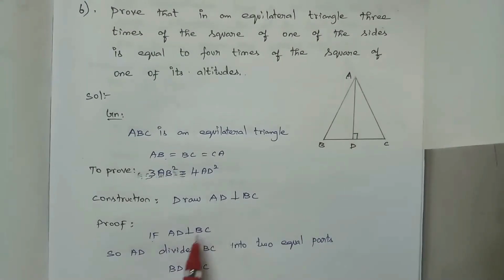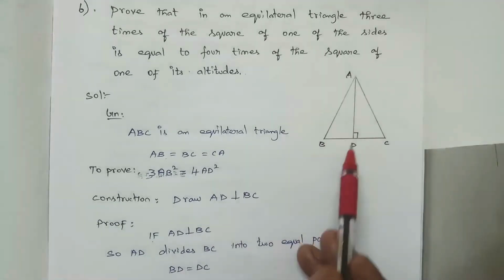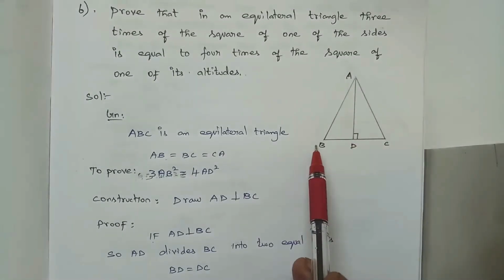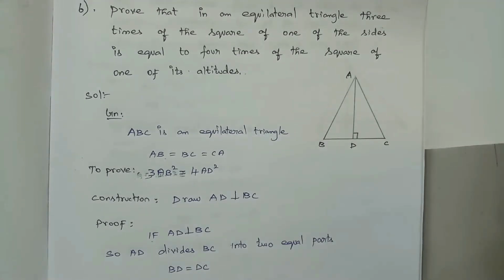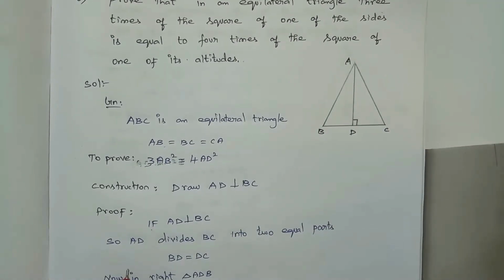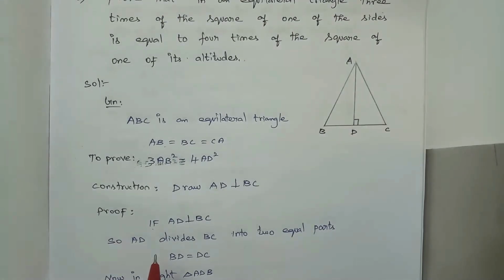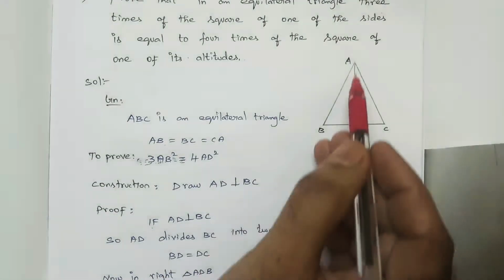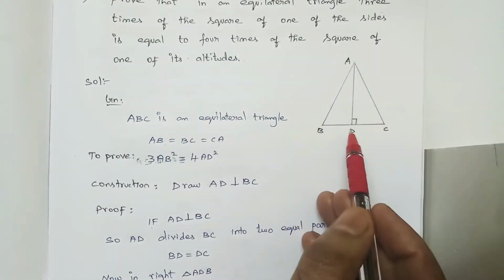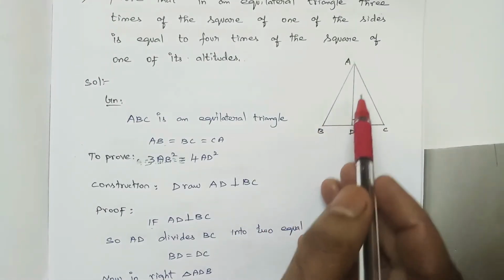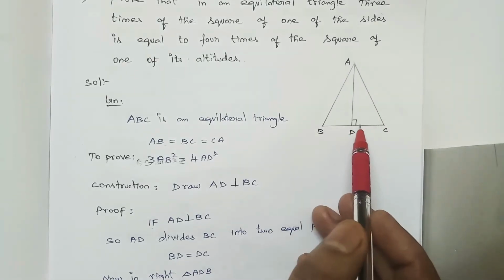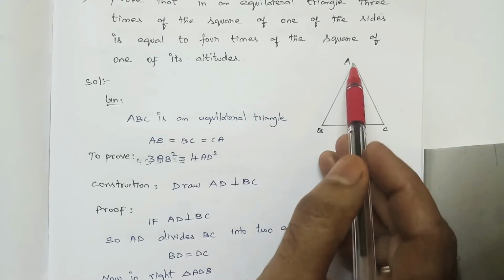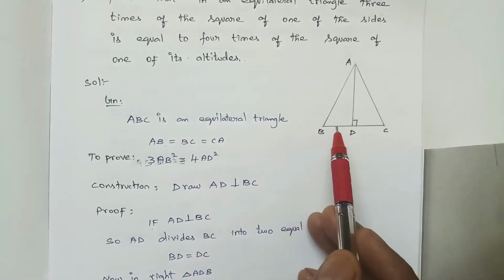If AD is perpendicular to BC, AD divides the line segment BC into 2 equal parts, right? Already we know the property: for any triangle, we can draw a median and an altitude. What is an altitude? Altitude is the perpendicular line drawn to the base. A median divides the base into two equal parts.